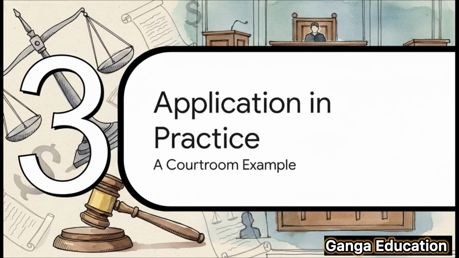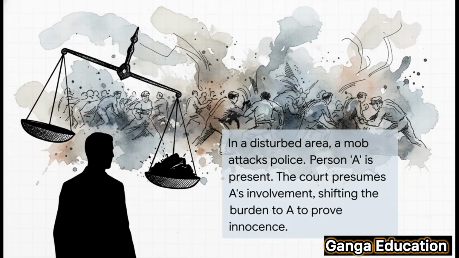All this legal theory is great, but let's make it real. Let's walk through a practical courtroom example to make this concept absolutely crystal clear. Okay, imagine this scenario. An area in a city has been officially declared a disturbed area. A large, violent mob attacks the police with weapons. Now, the prosecution manages to prove that a person, let's call him A, was right there, present in that mob. Under Section 115, the court will now presume that A was an active participant in that unlawful attack. The responsibility is now on A to bring evidence to prove that he was just an innocent bystander who got caught in the wrong place at the wrong time.